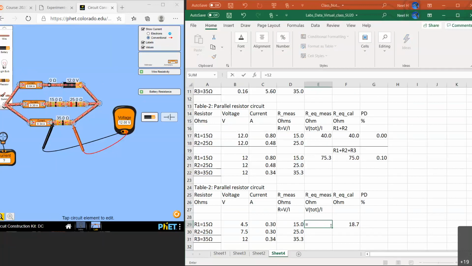and total voltage is 12 divided by the total current. Total current passing through is 0.64. So I'm getting 18.8. So there's a small error, that's a rounding error. Otherwise, we should get a perfect result in this simulation. You can calculate the percentage difference: equal sign, ABS, parentheses, expected minus the calculated, close parentheses, divide by the average between these two, one plus the other, divide by 2, multiply by 100.